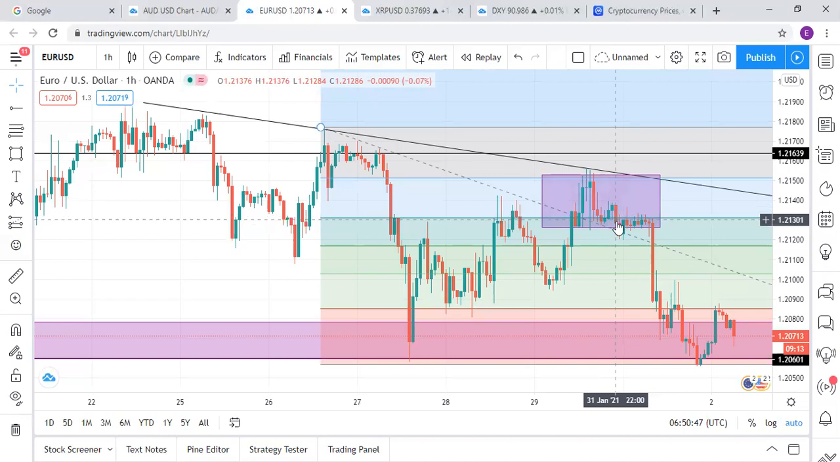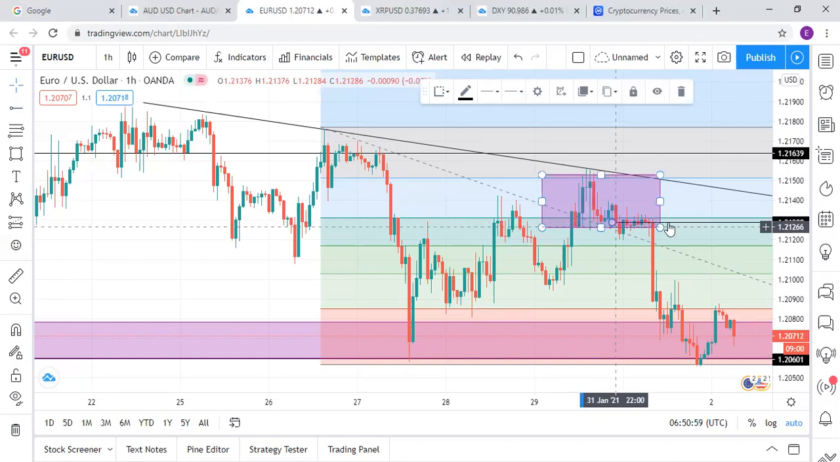I see it closing below, so this gives me the confirmation. So this will be my entry point. At the close of this candle, I have my entry point. Now, once you have your entry point, your stop loss automatically has to be above this level. That's where your stop loss automatically has to be.